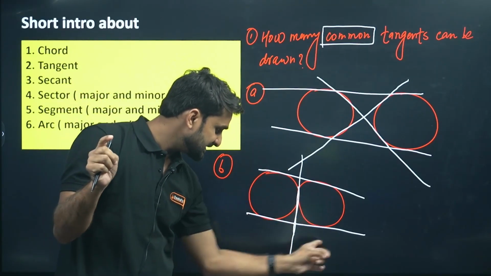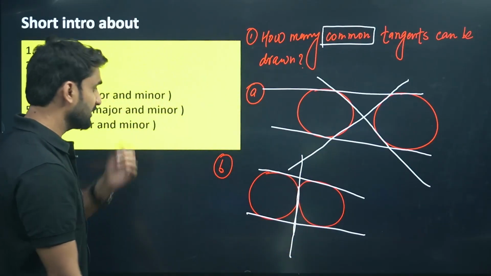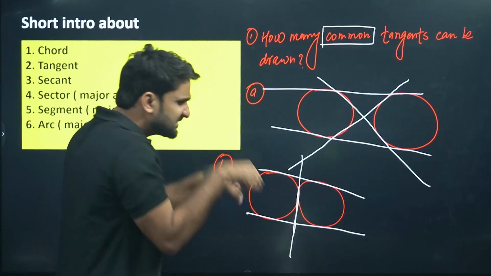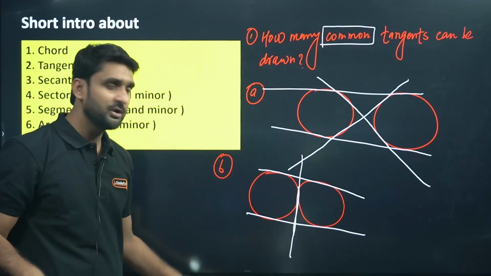One tangent, first, second and third tangent, right? So hope you are getting the point. If the circles are separated, 4 common tangents can be there. If the circles are just touching each other, there are 3 common tangents.